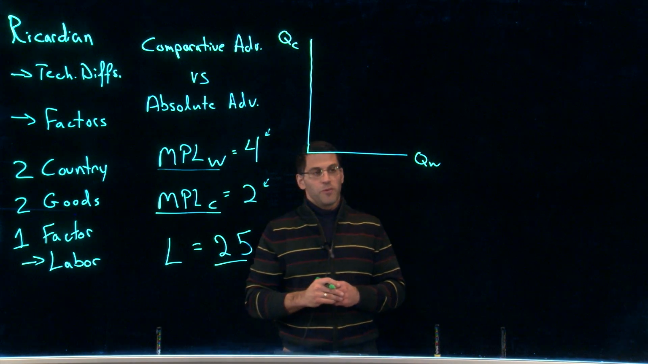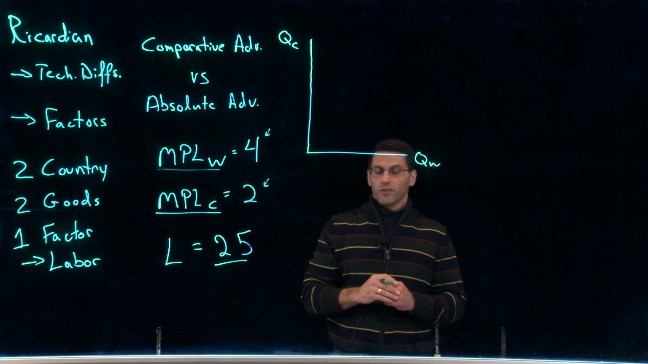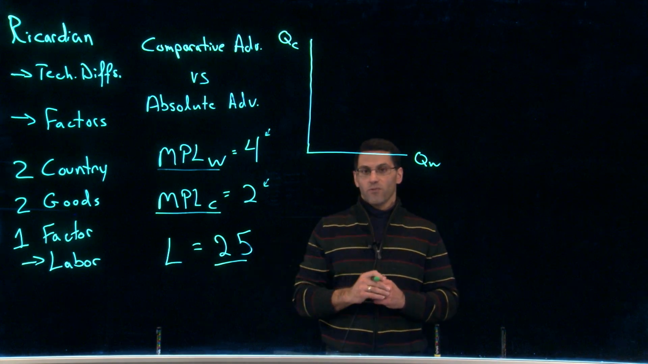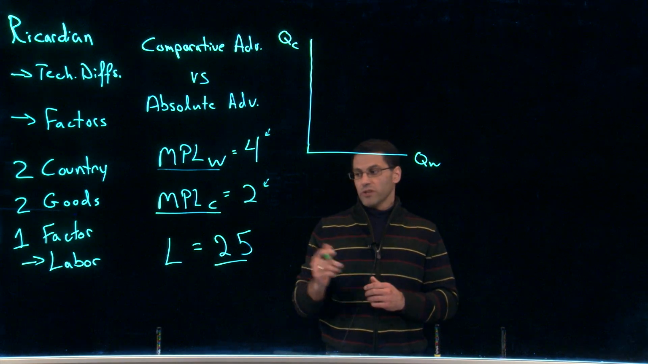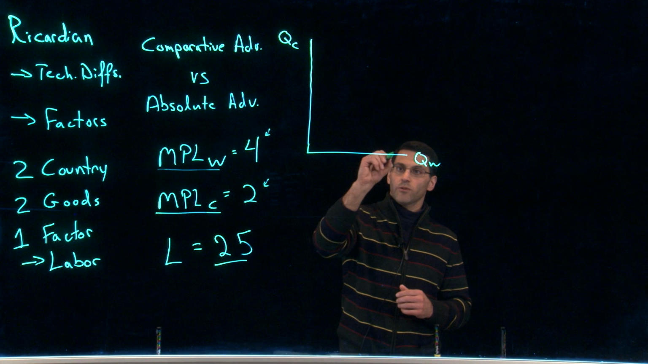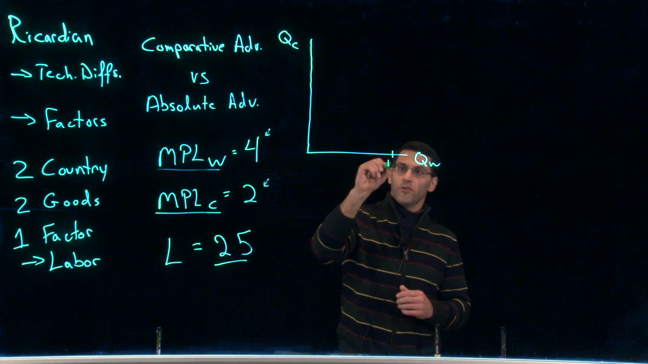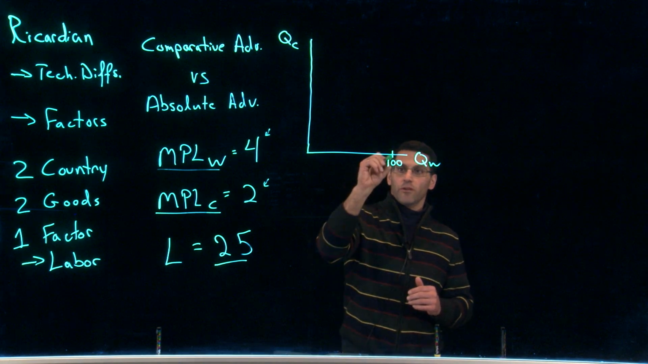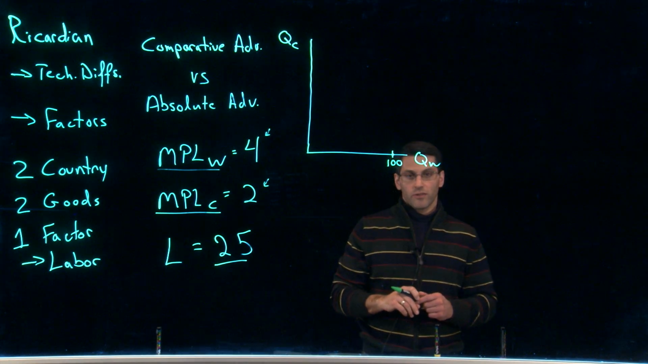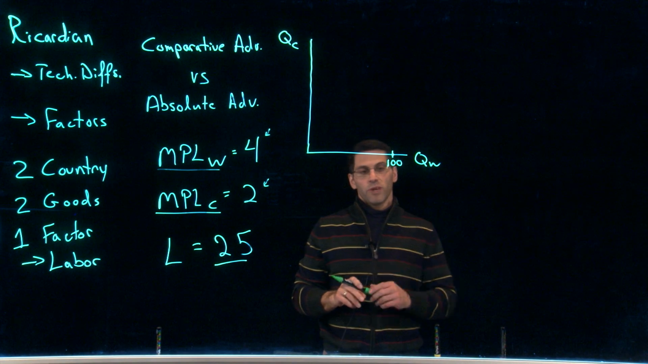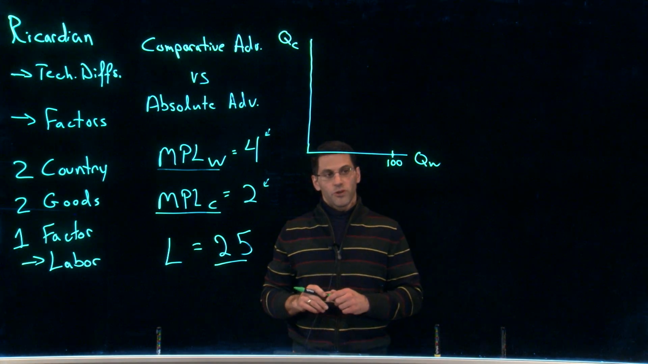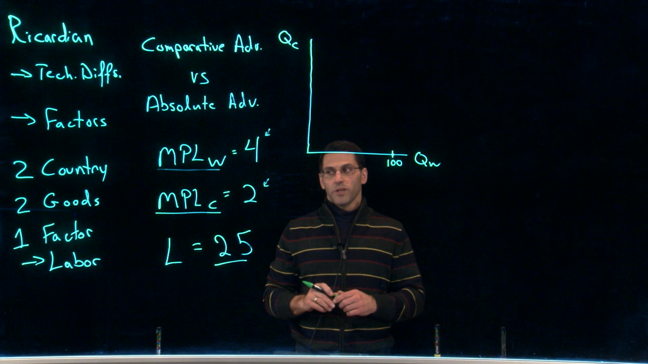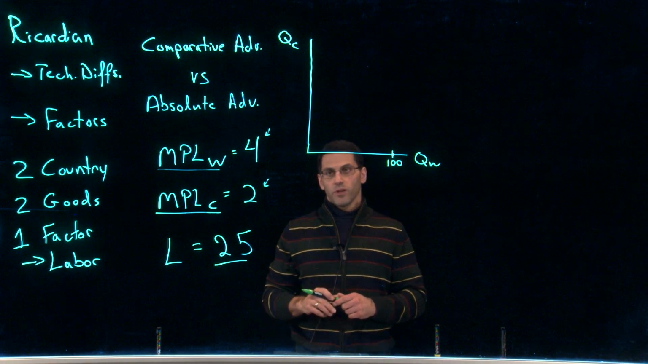So how do you develop the PPF? Let's start here on our x-axis. If you took all 25 workers and put all of them into the production of wheat, how much wheat would you be able to produce? You take 25 times 4, which would give you 100. And that's what the intercept here on the x-axis is giving us. Now, this is saying if you put all of your labor into wheat, what is the maximum amount of wheat that you could produce? In this case, it would be 100 bushels.